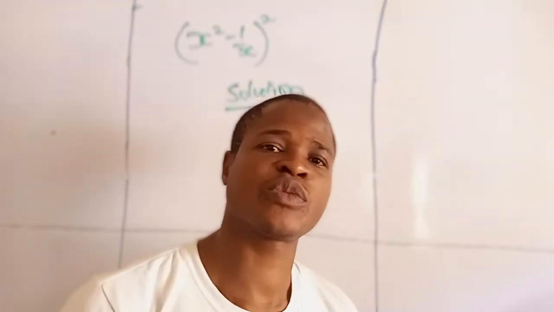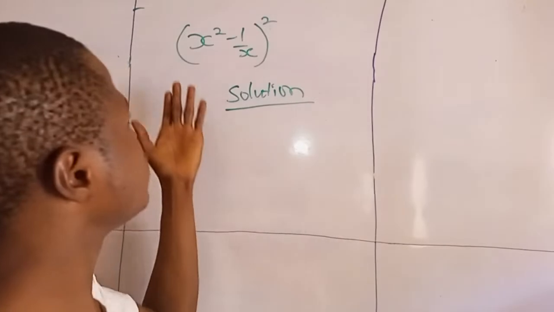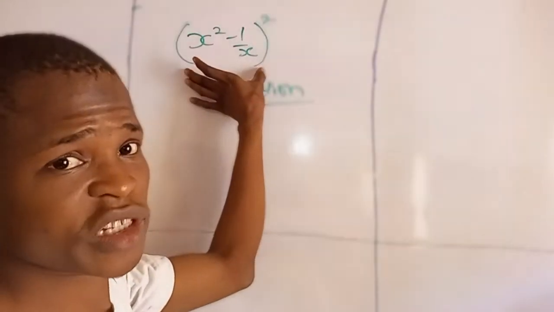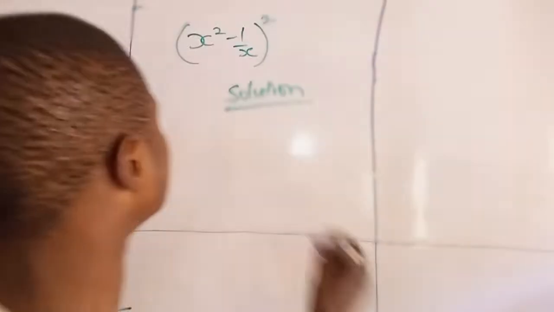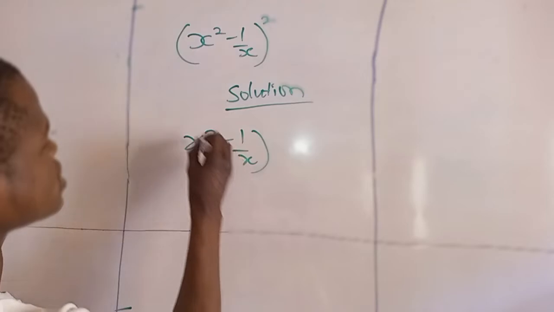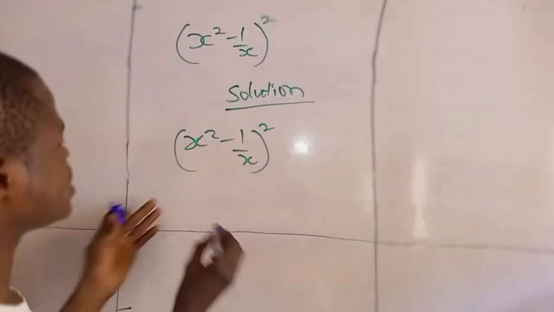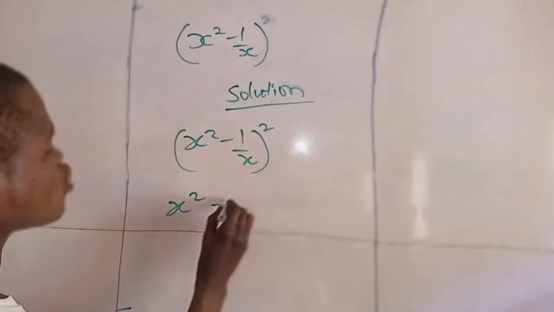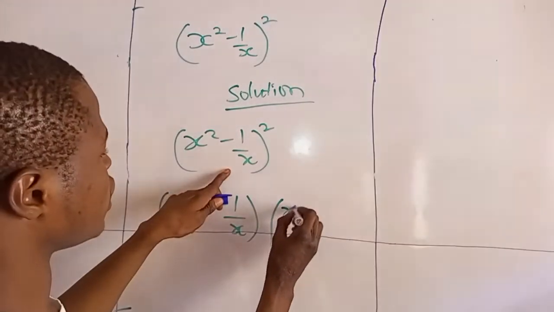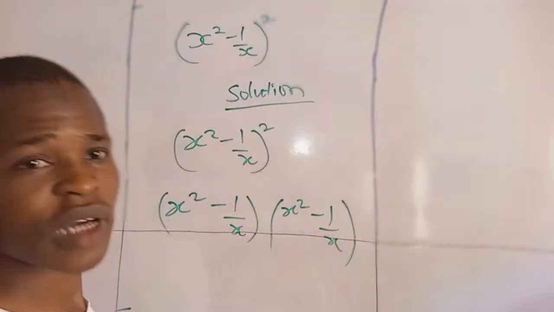To differentiate this expression is easy and straightforward. So the first method I would like to show you is expansion. You can expand this expression, then differentiate it. So how do I mean? If you have x squared minus 1 over x, everything squared, you can expand this so that it will be x squared minus 1 over x, then another one x squared minus 1 over x. So let's open our bracket.